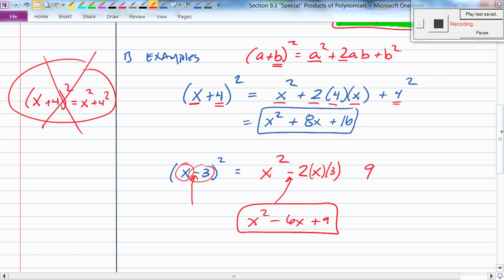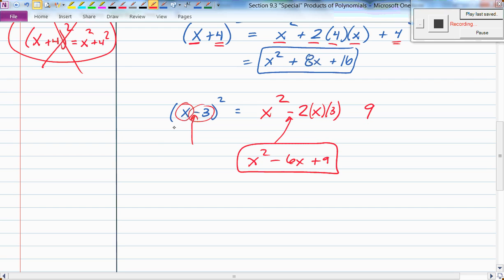Now, if you don't believe that, if you don't like that, then just do x minus 3 times x minus 3 and use FOIL. Right? But there's a trick. If it's a binomial square, we can just skip straight to the formula. But it's okay with me if you do choose to do it this way.